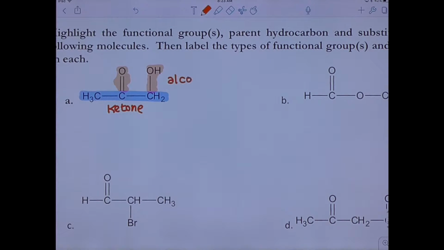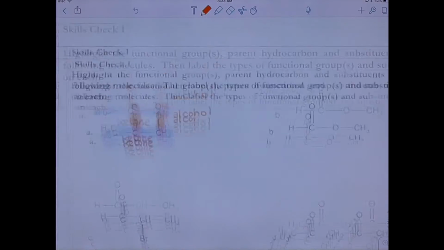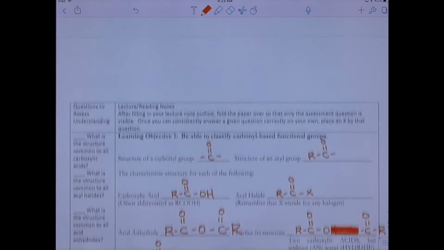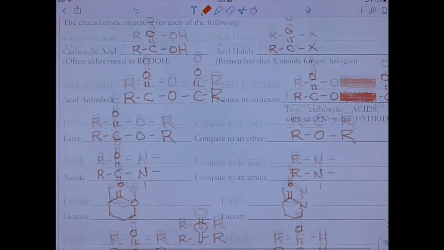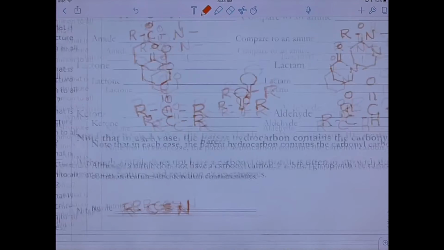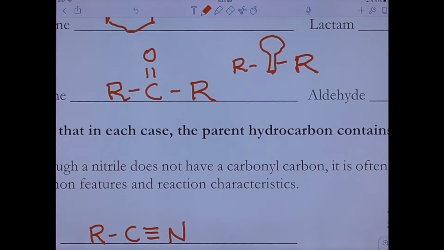Let's ask, how can you tell the difference between a ketone group and a carbonyl group? A carbonyl group is present in all of these, because it's carbon double bond oxygen. A ketone is where the carbonyl group has a carbon attached on either side.